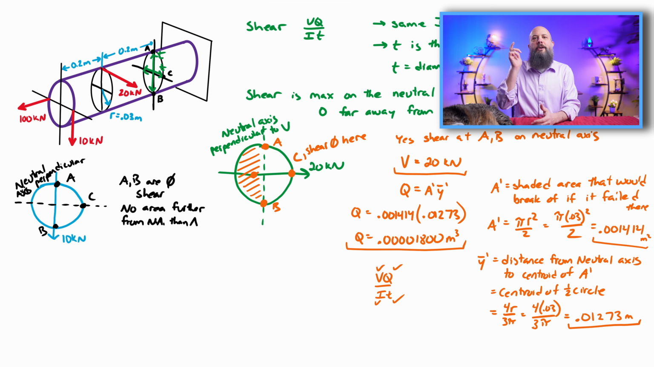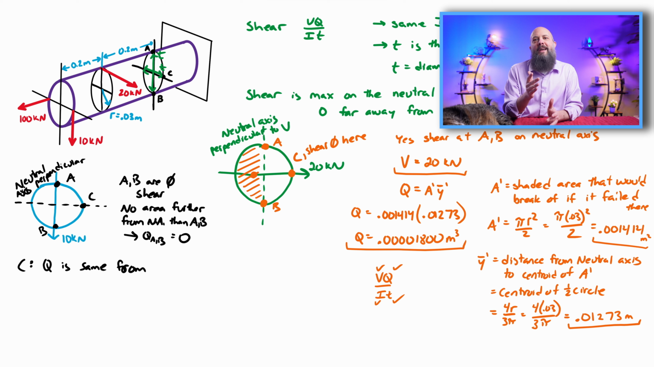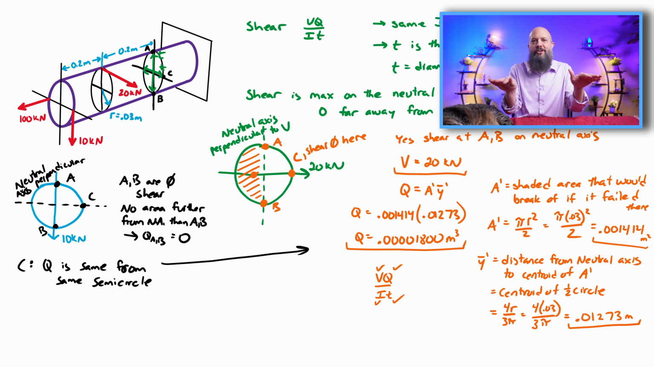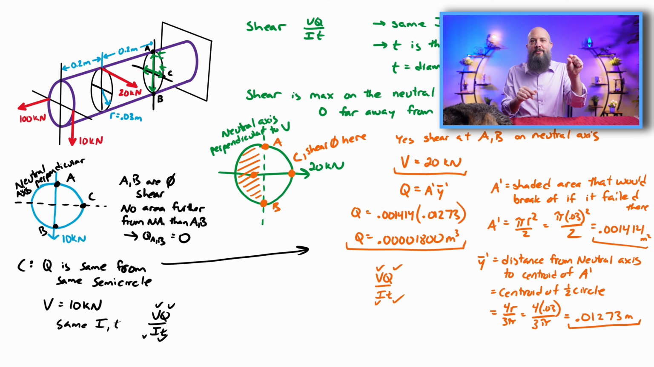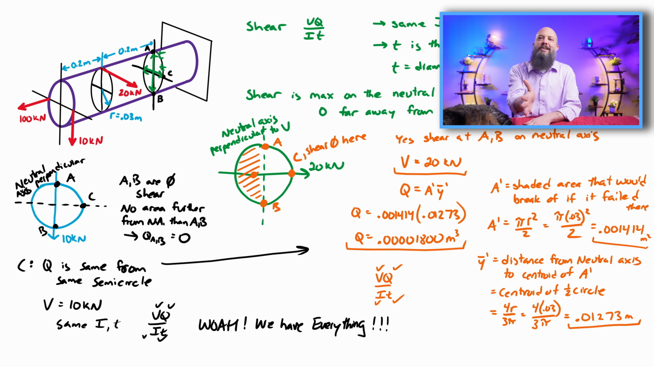Oh, okay, sorry, we have to do point C. We're almost done. Okay, point C, we've still got now V of 10 kilonewtons. But actually, Q is going to be the same because it's still just this same semicircle. So the area of the semicircle is the same. The distance to the centroid is going to be the same. The thickness is the same. So actually, we can go and start plugging in numbers now.